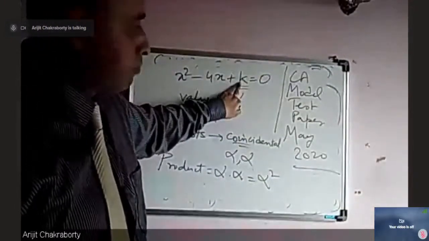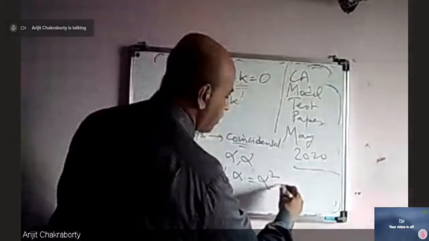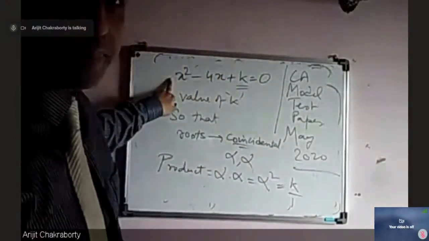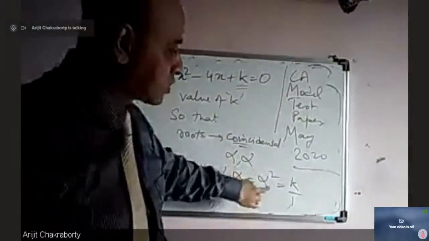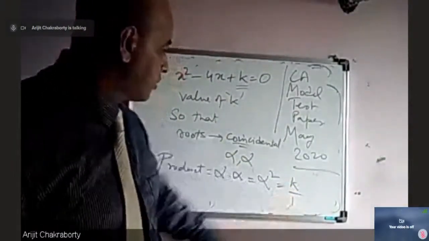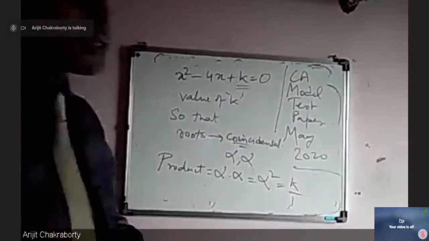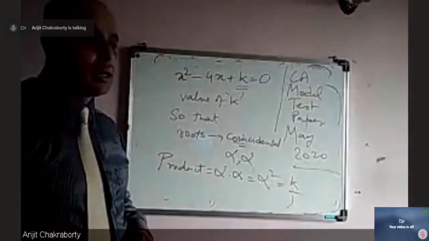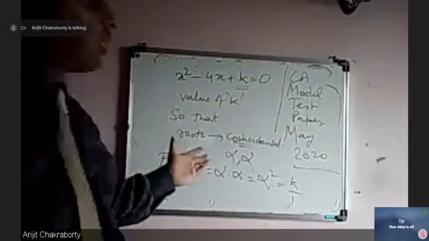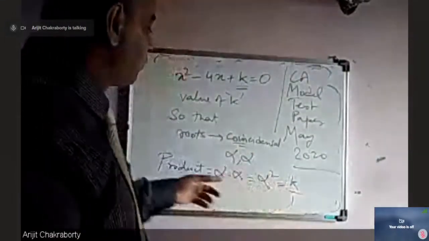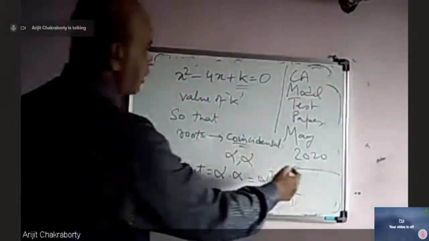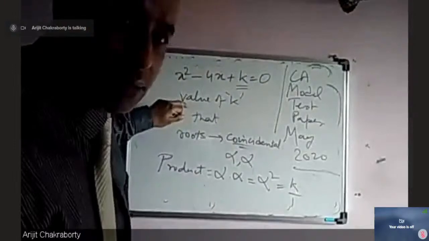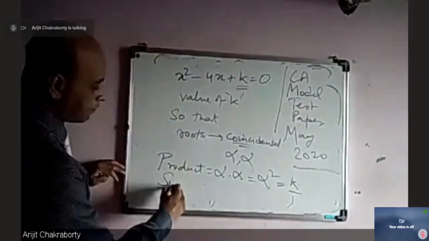Here c by a means what? K by 1. C by a, a is 1. So you have alpha square equal to k, right? But the question is, it will be coincidental only when, what will happen? If k equal to, the options are given. You know that alpha square is equal to k. But you have another relation in a quadratic equation, that is the sum.